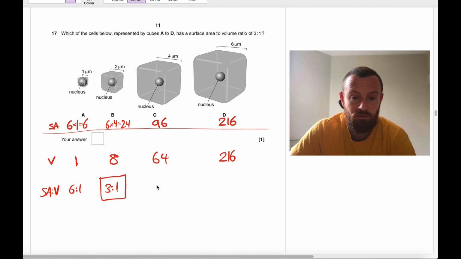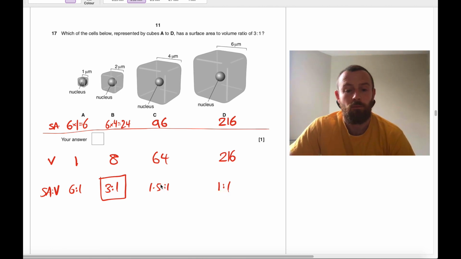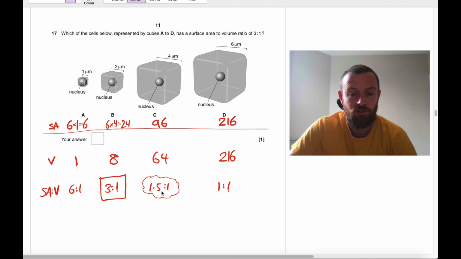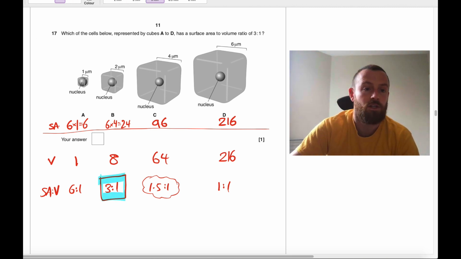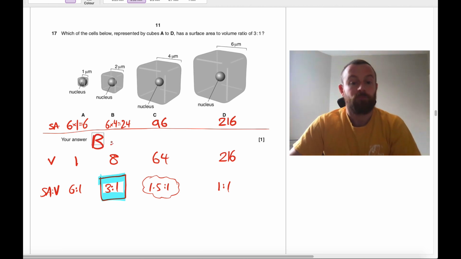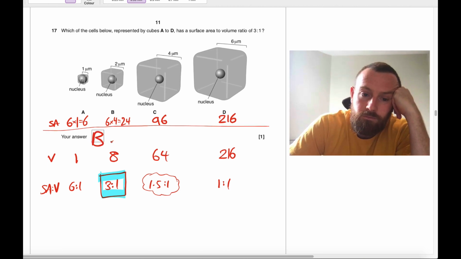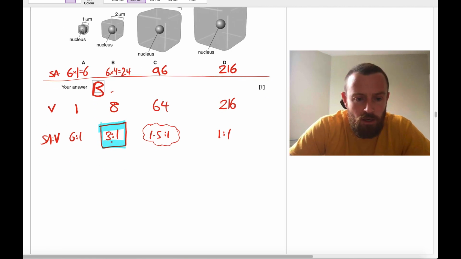And let's just work the rest of them out. This is going to be like, I can't do that in my head. It's going to be less than 2, is it 1.5 to 1, I think? I think it's 1.5 to 1, and this is 1 to 1. I'm not sure about this. I haven't done it on my calculator, I've just guessed. But we know this is the right answer. There it is. The answer is B. All right. They really make you work for these 1 markers, don't they?